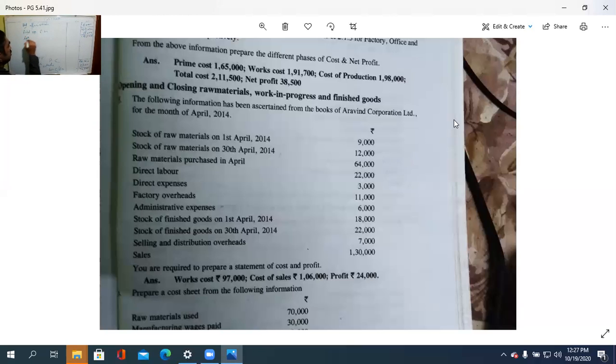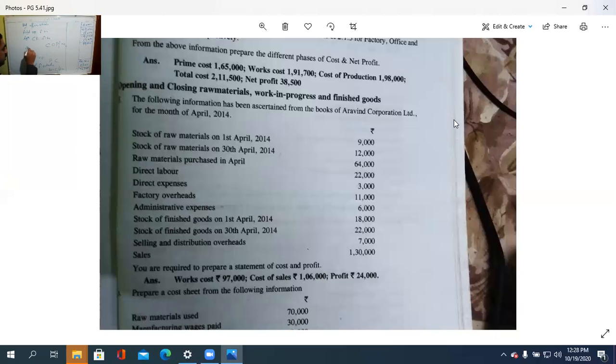Then less closing finished goods. How much is it? Closing finished goods is 22,000. Minus 22,000 gives 99,000. So this is COP, cost of production or office cost.